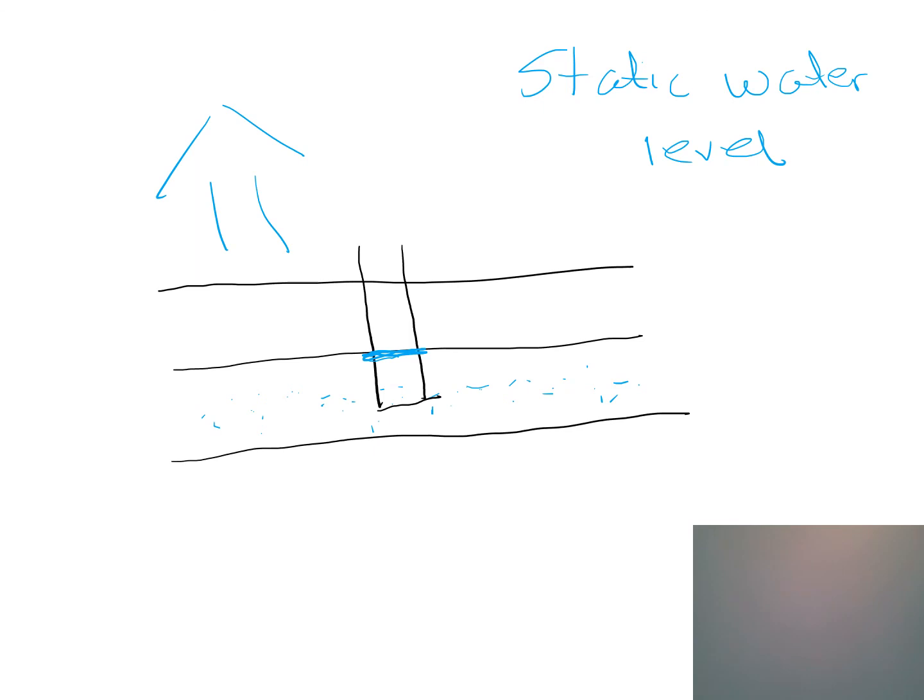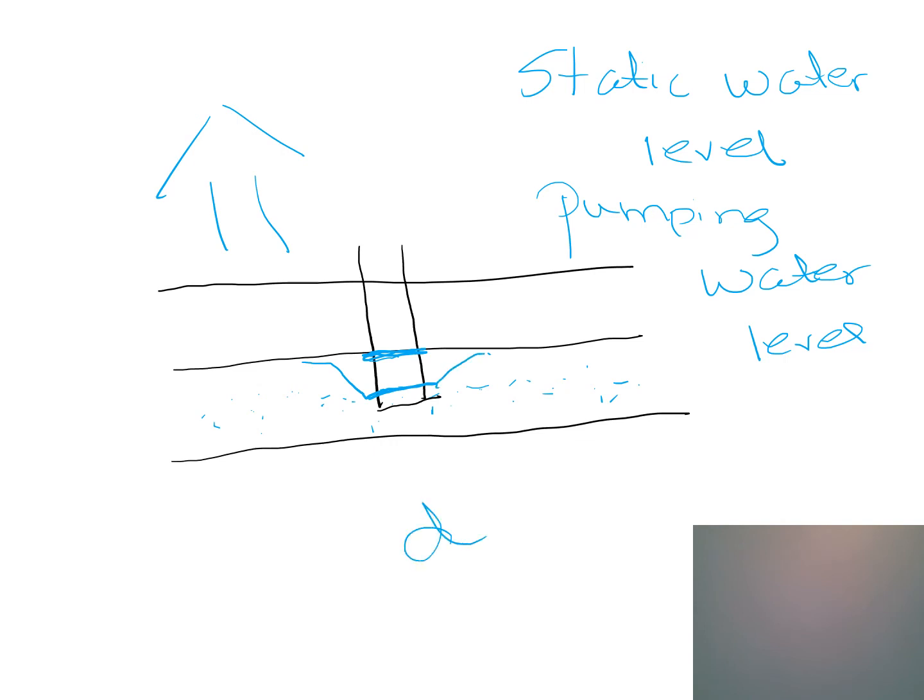When we turn the pump on, it creates an area of lower pressure, and water is going to move from high pressure to low pressure, so that water level drops, and that's called the pumping water level. The difference between the static water level and the pumping water level is called the drawdown of the well.